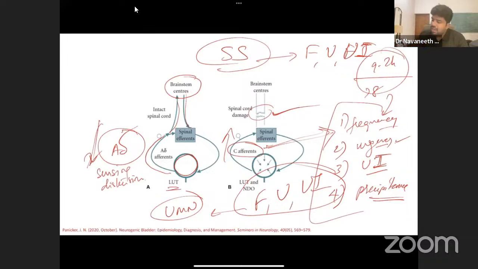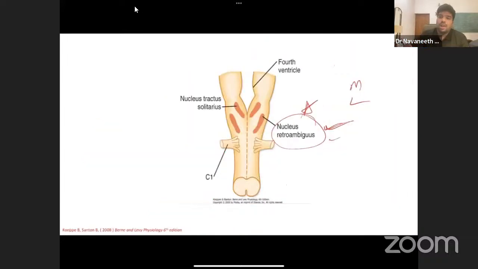Now, let us say that you are having a problem with respect to voiding. The opposite of storage is micturition, which is voiding. Now, voiding, I told you, is PP. Parasympathetic is promoting voiding.